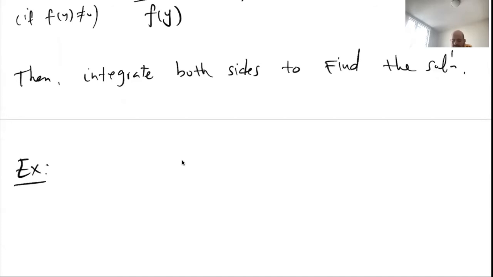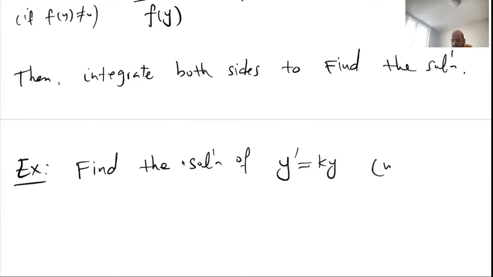Example: find the solution of y prime equals ky, where k bigger than 0 is a fixed constant.